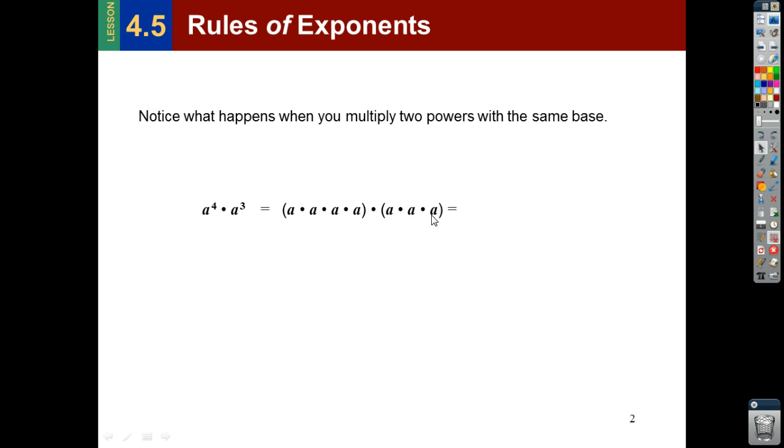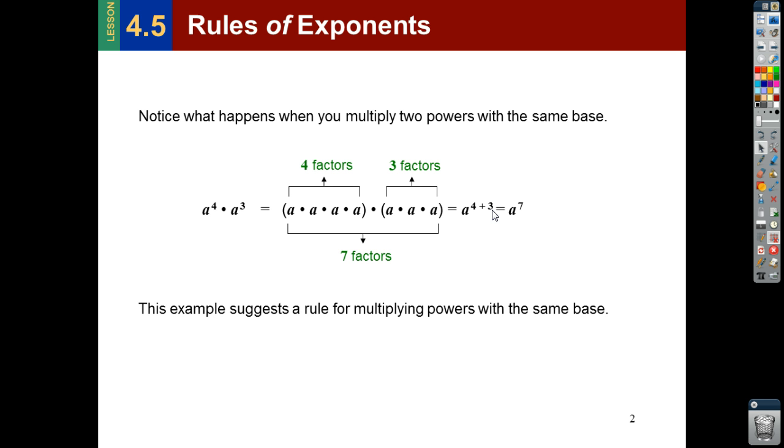All right, so when we do this, I can rewrite this as, there are 4 factors here and 3 factors there. So I can just say, oh, you know what? I'm multiplying a, that's my base here, and I'm doing it 4 times, and then I'm doing it 3 times. Now notice I said "and," which means I can take the exponents and add them, 4 plus 3, because altogether what I'm doing here is multiplying a 7 times. Okay? So there's a rule that they're suggesting, right?